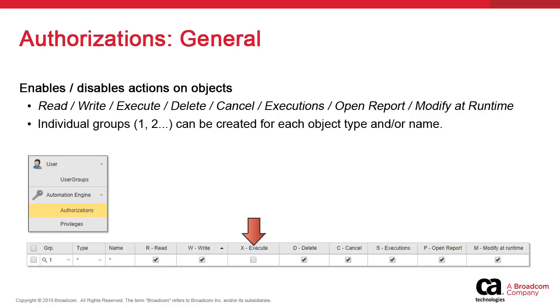Authorizations define action permissions on objects named either generically with types and wildcard symbols or specifically with names. Possible actions are read, write, execute, delete, cancel, and execution, access to a task execution history, open a task report, and modify a task at runtime. If you check a box, the user can perform the action, otherwise it can't. By combining objects and actions in several groups, we can design sophisticated systems of permissions.